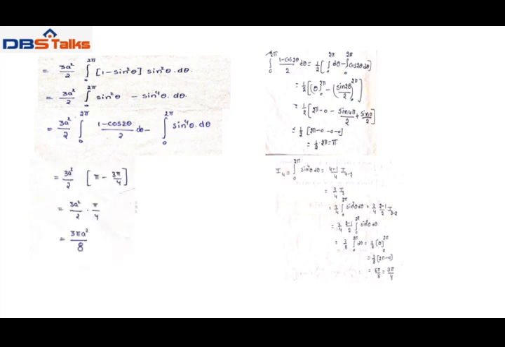So substitute these values. 3a²/2 into the first integration value, π, minus the second integration value, 3π/4, that equals 3a²/2 into π/4. So finally we get 3πa²/8.